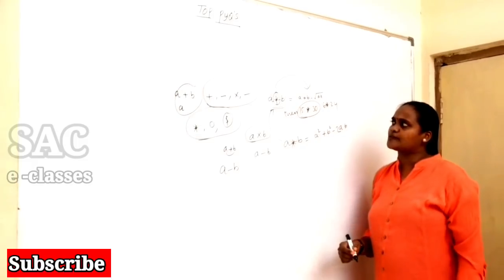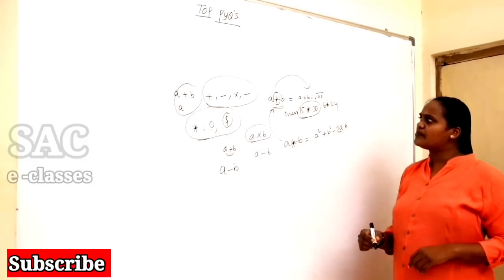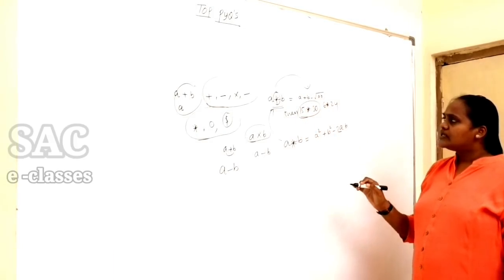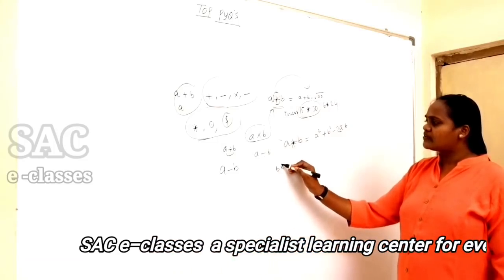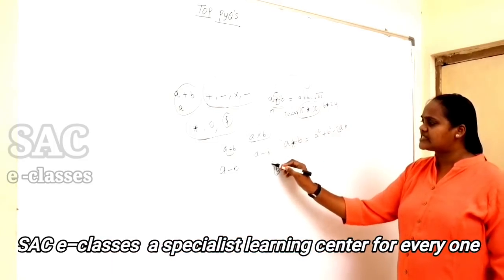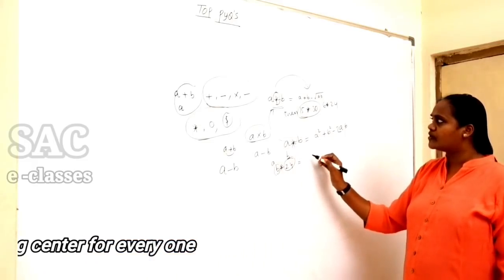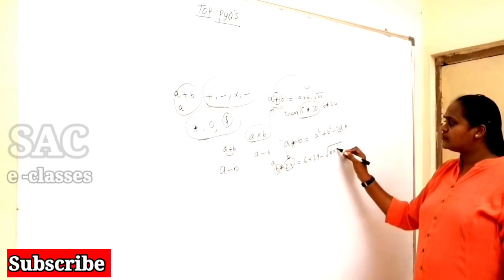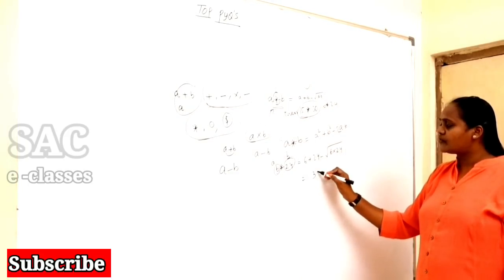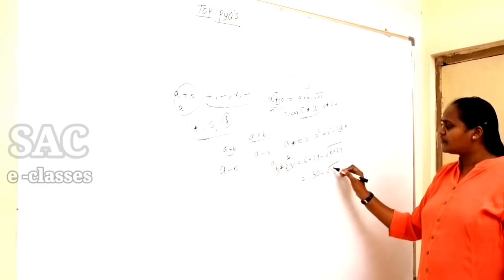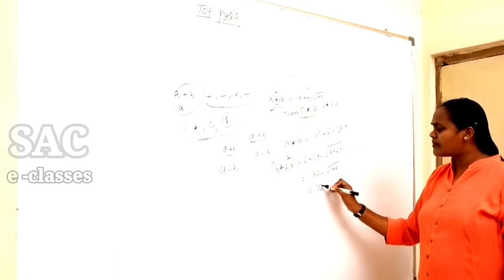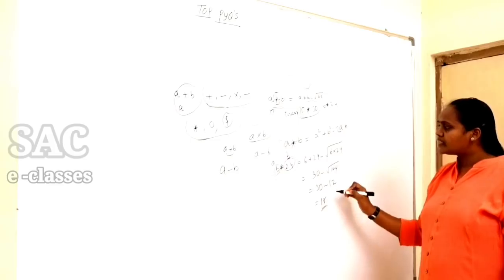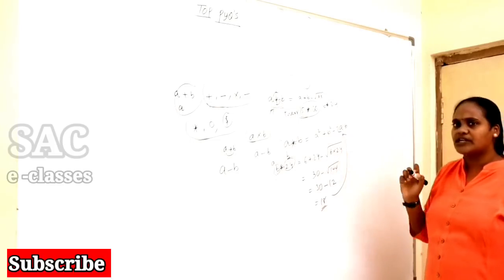Now let us see the first problem. A star B is equal to A plus B minus root AB. For 6 star 24, 6 is A and B is 24. A plus B, so 6 plus 24 minus root of 6 into 24. 6 plus 24 is 30, minus root of 144, which is 12. Then 30 minus 12 is 18.